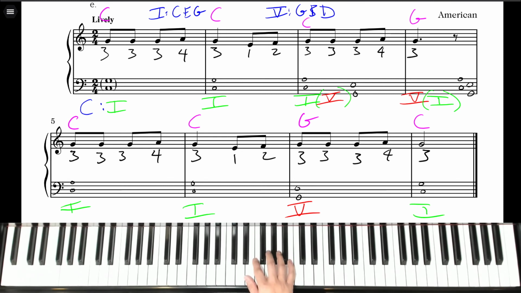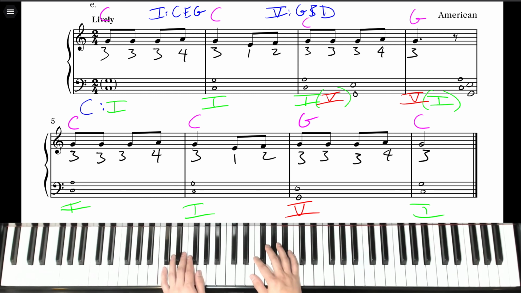I'm going to start with 3rd finger. 1 and 2 and 1 and 2 and 1 and 2. Notice how I'm counting while I play to make sure that I'm maintaining a steady tempo.